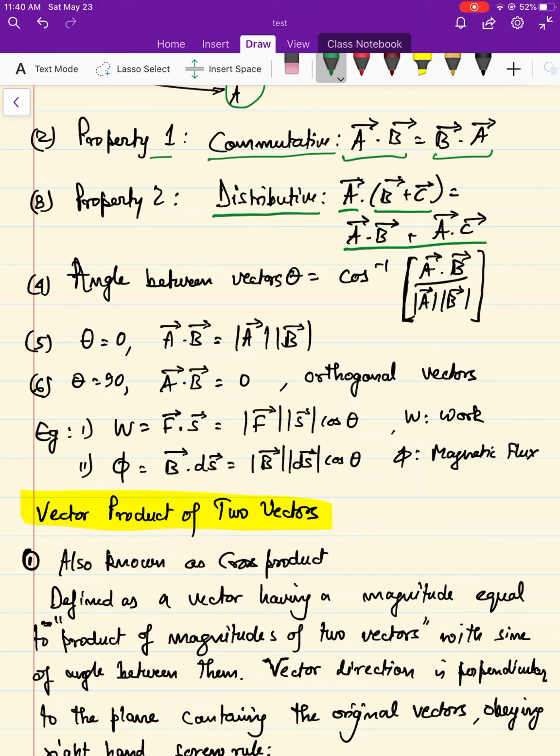And when theta equals 90 degrees, which means when they're orthogonal, A won't have any projection on B, right? So they are known as orthogonal vectors, and the dot product simply vanishes.